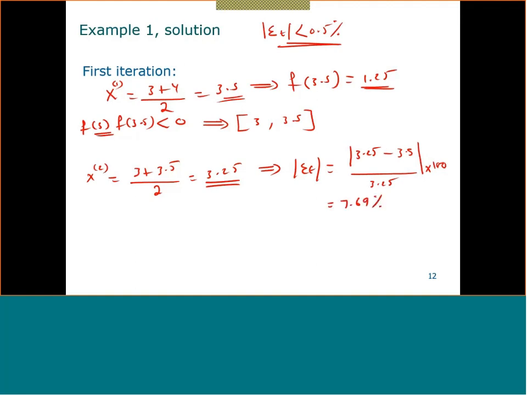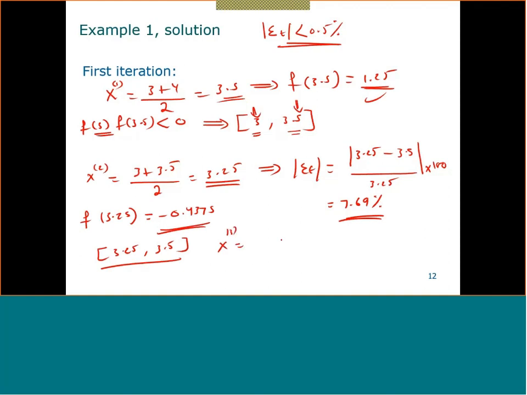Still much higher than my limit. Okay, so what I need to do now is find my second interval. Is it between 3 and 3.25, or between 3.25 and 3.5? So now we will find the function at 3.25, which is equal to minus 0.4375, a negative number. I know that the function at 3 is a negative number and at 3.5 is a positive number. So I know now the new answer is between 3.25 and 3.5, and then I will find the third iteration, which is the average of these two numbers: 3.25 plus 3.5 divided by 2, which is equal to 3.375, and I keep doing this.